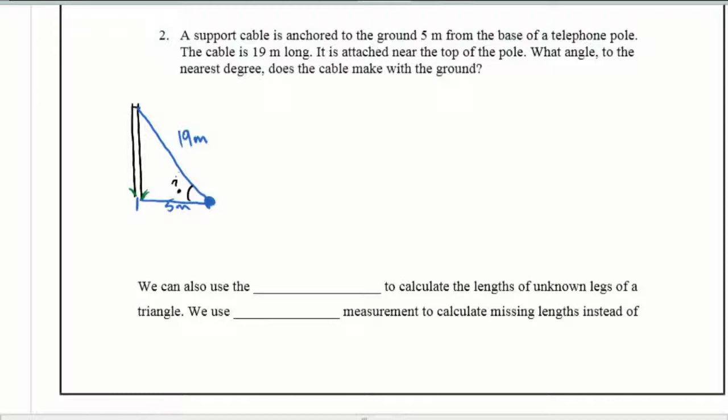So I'm trying to find an angle, and for all of my angles, I'm going to use this symbol. It's a Greek letter, it's called theta, and in math in general, it means angle. So I'm going to call this down here, angle theta.